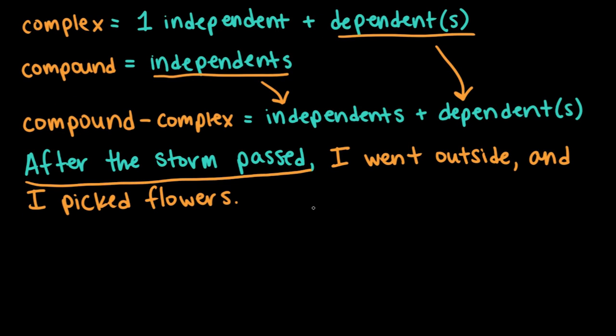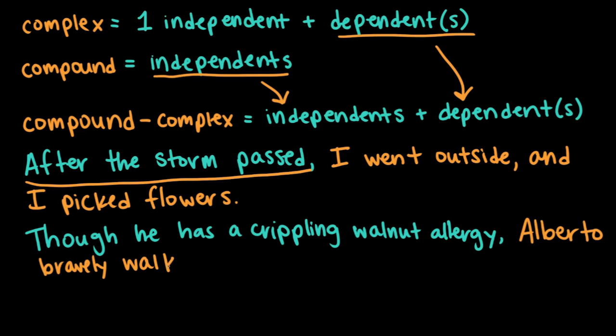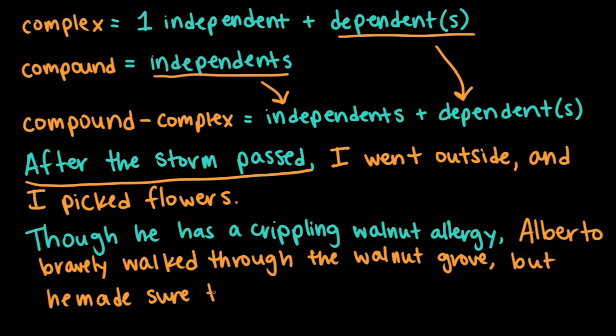Rosie, can you tell me about your friend Alberto in a compound complex sentence, please? Sure. My friend Alberto, well, you'll see. Though he has a crippling walnut allergy, Alberto bravely walked through the walnut grove, but he made sure to wear long sleeves. That's a good call. Yeah, he's smart. Yeah, smart kid.